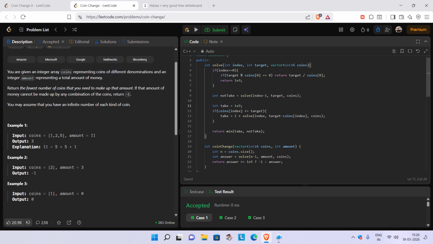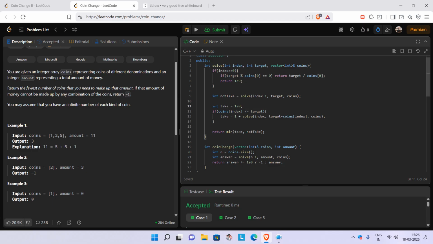And check if coins of index is less than or equal to target, which means we can take that part. So take is equal to 1 plus, and we simply add 1 because we have to return the number of combinations. Solve with the index remaining the same and the target decreased by the coin value, and the result is simply the minimum of whatever take and not take give.